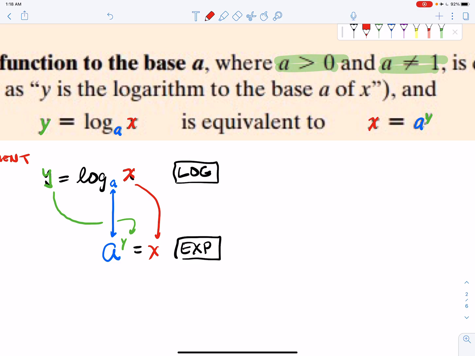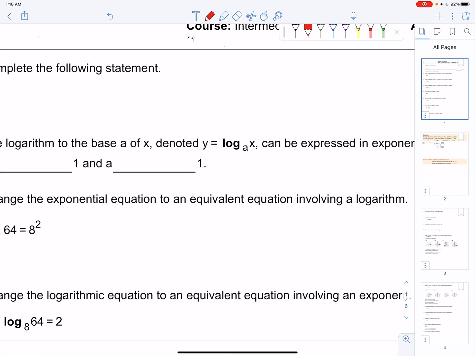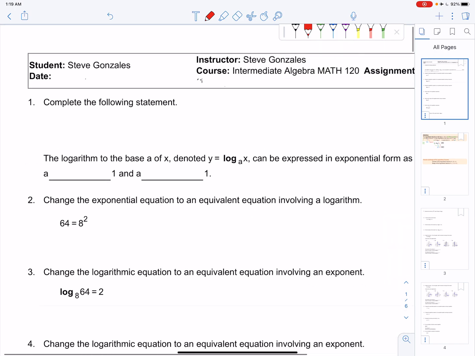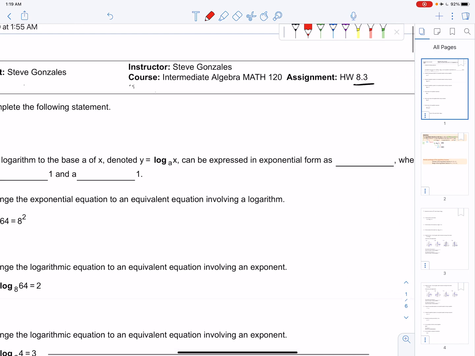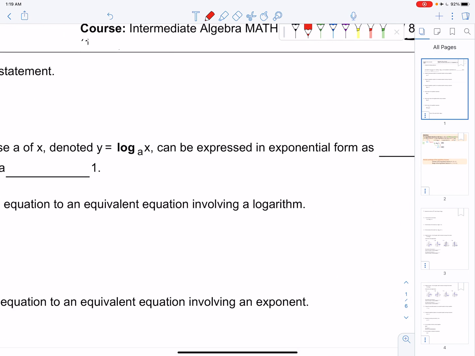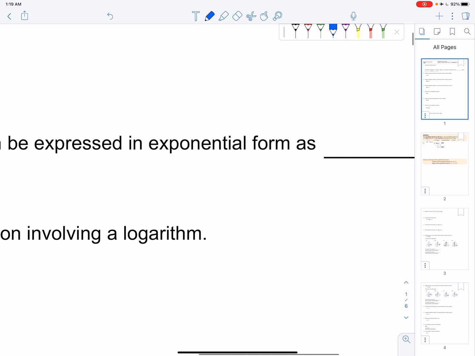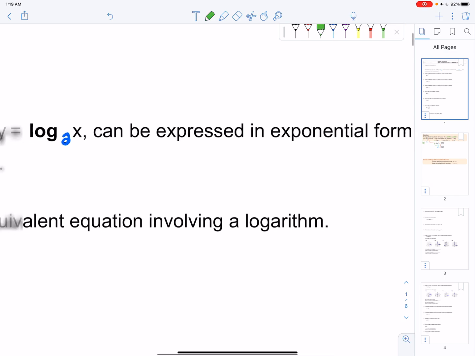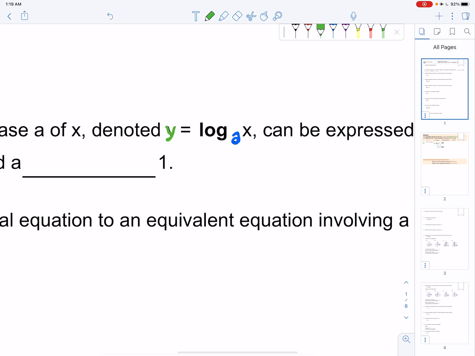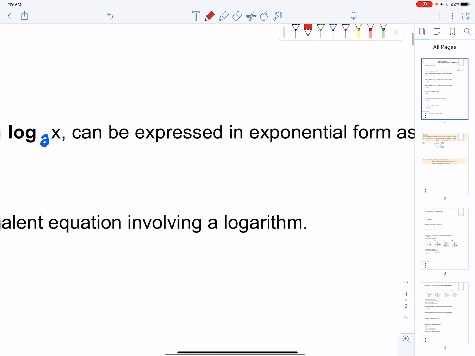Let's go up here to problem number 1, and there it is. It says the logarithm to the base a of x, denoted y equals log base a of x, can be expressed in its exponential form. So we're going to do the same thing we were just looking at. We take its base a, and I write it as a base a. Then remember, what is it raised to? It's raised to this guy, which is the answer, also known as the power. So there's your y, and it's all equal to your argument x.